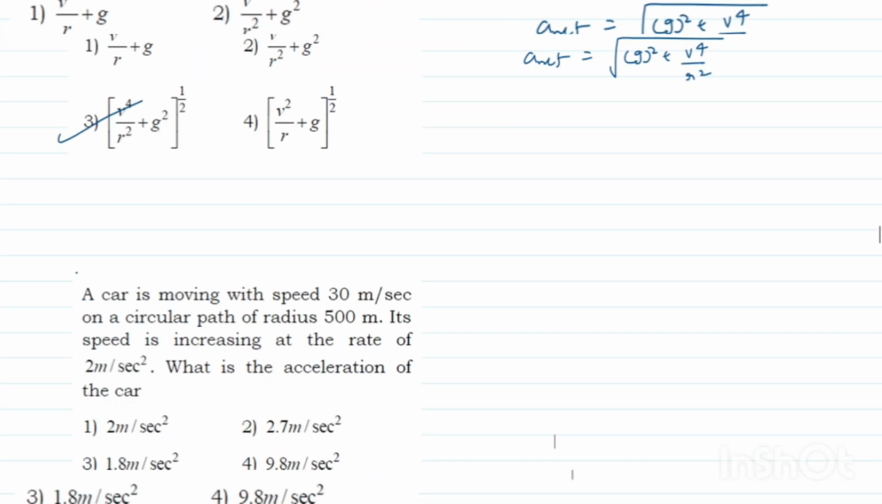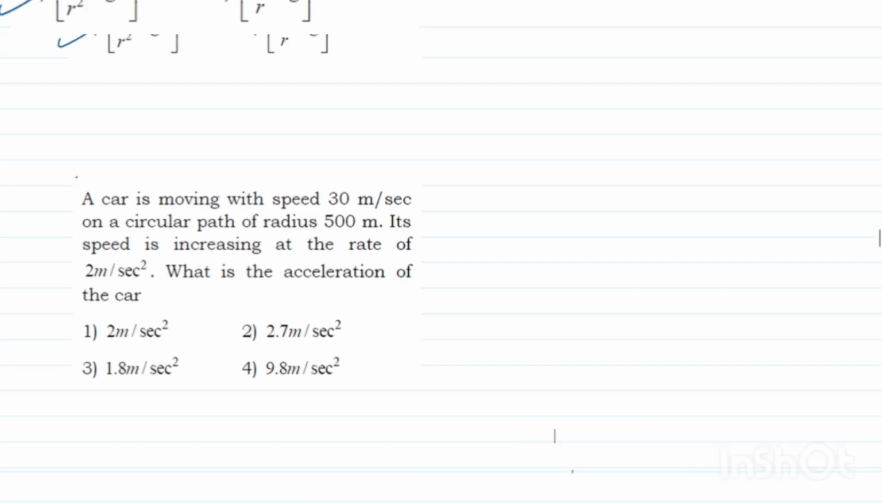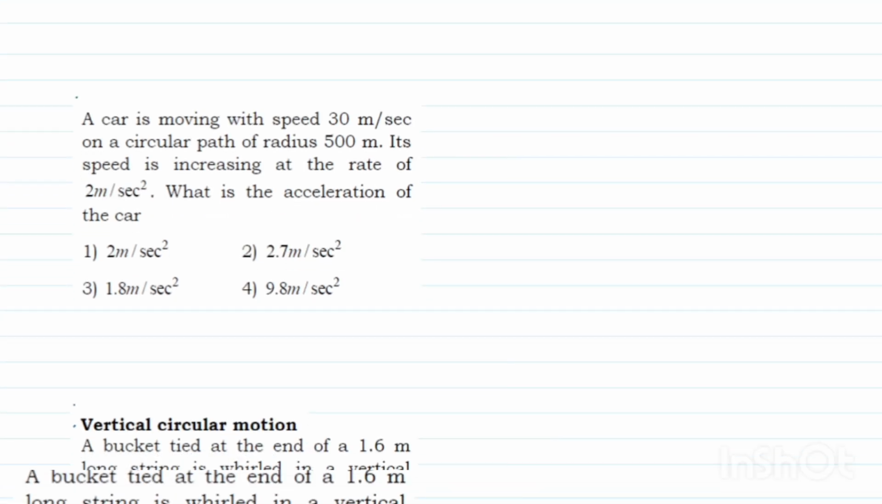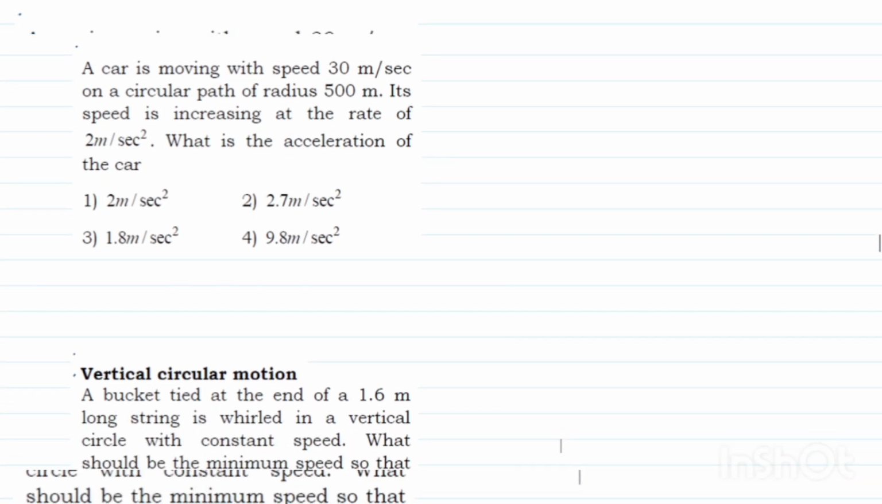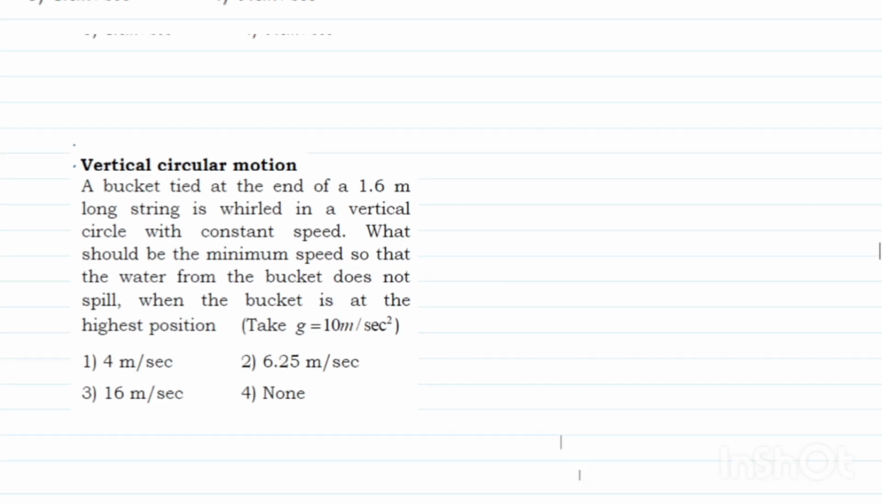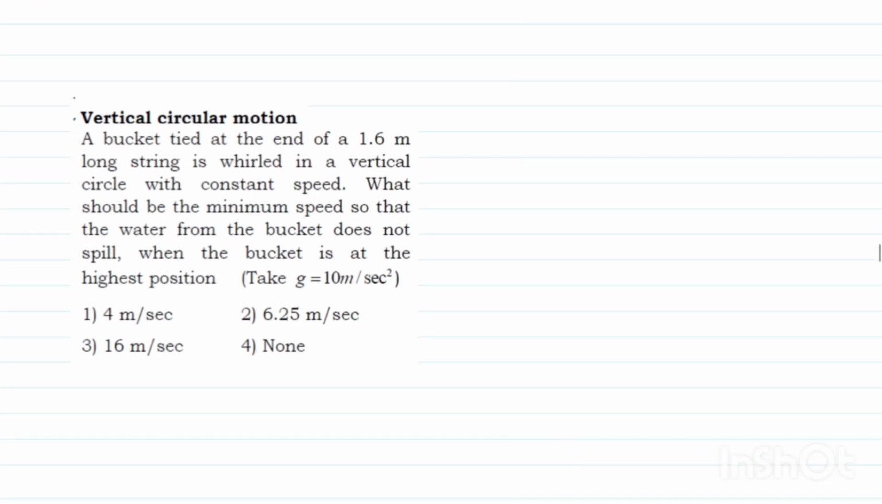Let us see the next question. A car is moving with the speed of 30 meter per second on a circular path of radius 500 meter. This one we have already done, students, it's repeated. Now let us talk about the next question, vertical circular motion problems. Now let us see the first question.